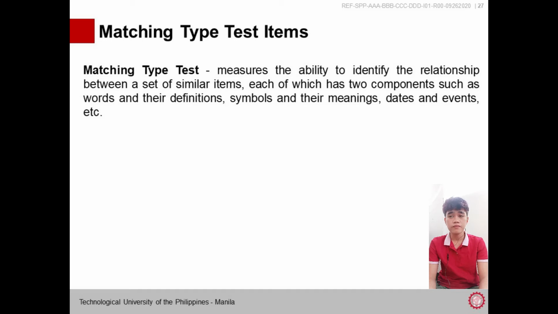Many teachers use this type of test to know the learnings and the knowledge of students about what they tackled on the topic, and it may also be used to make students think critically about the possible answers on the questions, from column A to column B. Each item has two components, such as words and their definitions, symbols and their meanings, and maybe dates and events.